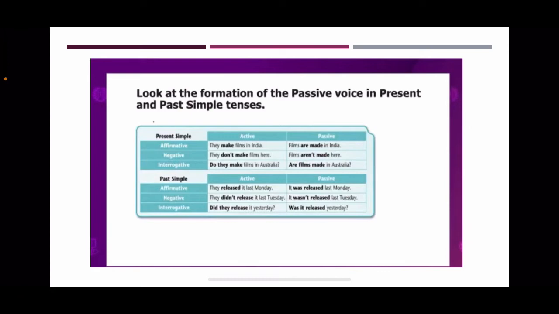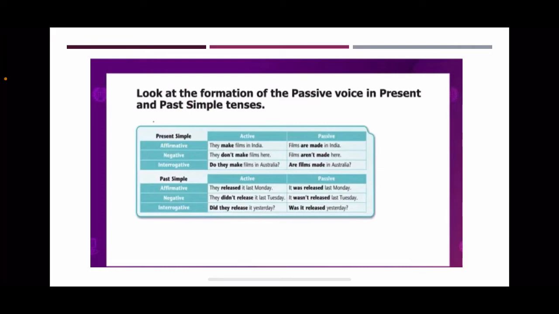Now, past simple forms. Past simple active, we use ed, or second forms of the main verbs. For negative forms, we use auxiliary did, and in interrogative forms, we use auxiliary did before the subjects.